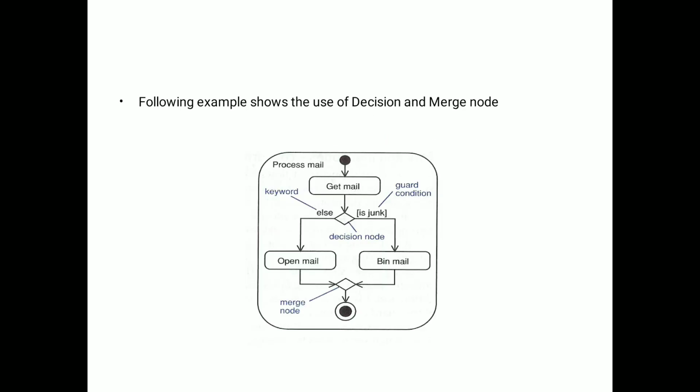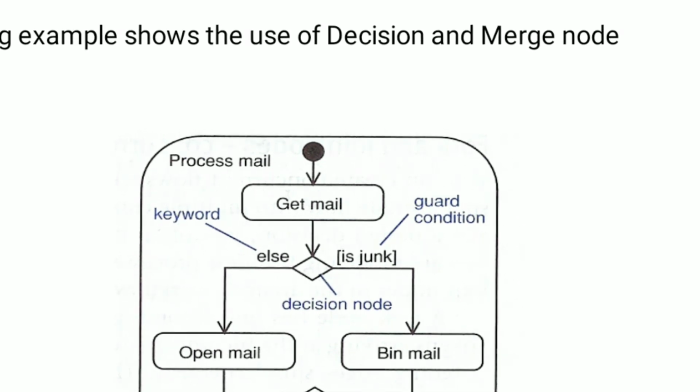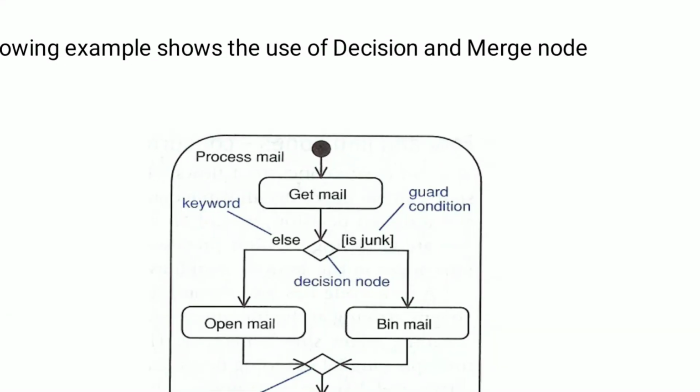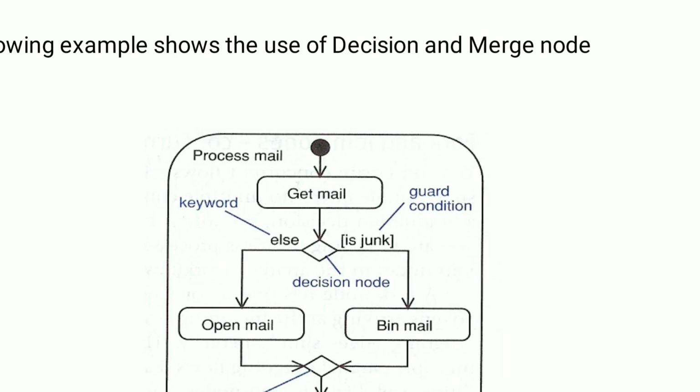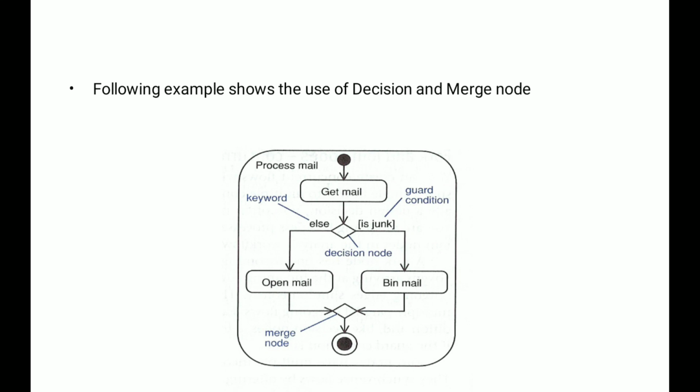With a good example, we see it. Now see, this is a good example of decision and merge node. So initial is here, then the process mail diagram is this: get mail, and if the mail is a keyword or it's junk. If keyword, then open mail; if it is junk or garbage condition, bin mail. Then merge node, and finally your end. So this is the good use of decision and merge node.